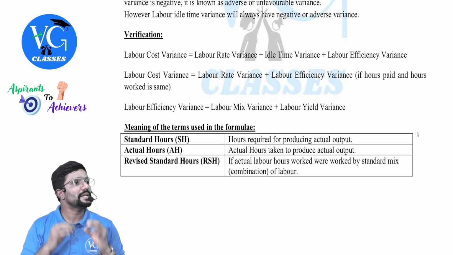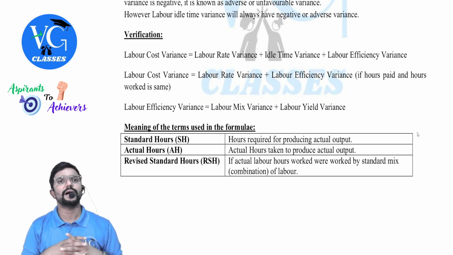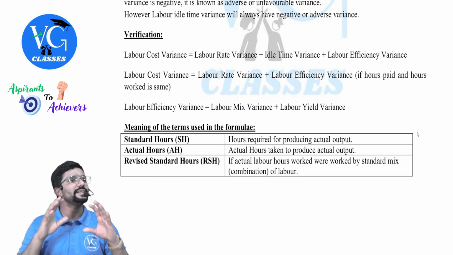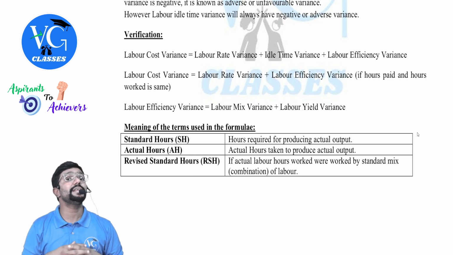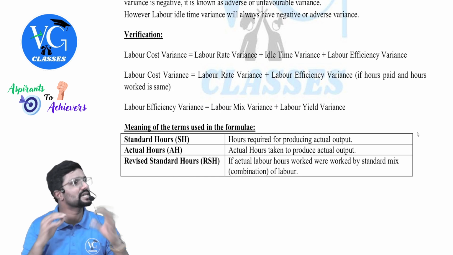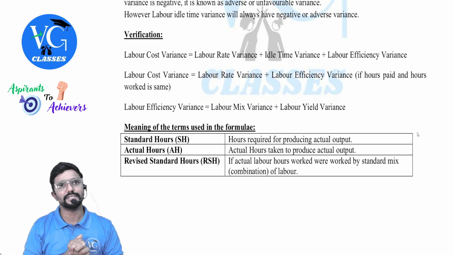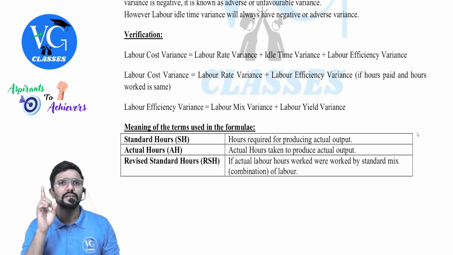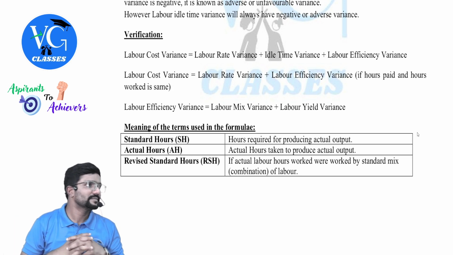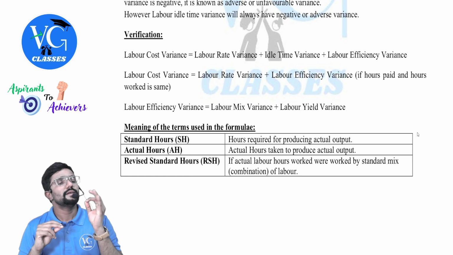Coming to material price variance. What is the formula? Standard price minus actual price into actual quantity purchased, but for exam purpose you use consumed. I have given clear clarity because I want you to know conceptually and also what to do for exam purpose. Clear? Yes.